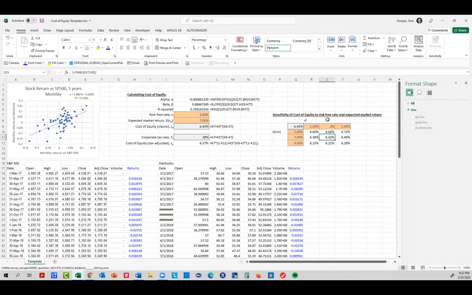So if I wanted to spend some time building more confidence in this number, I should probably spend more time thinking about what the long-term market return is and not worry too much about what the risk-free rate is. That's about all I have to say about cost of equity, that we can get a much better number than the one that comes pre-populated in the template. Any questions on this?